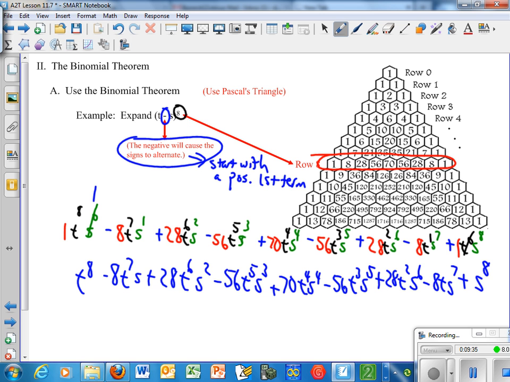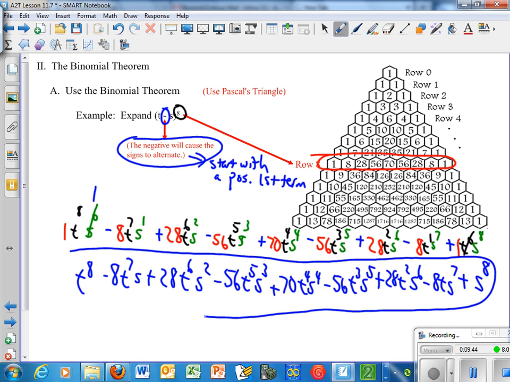Okay, we were in row 8, so there's actually a 9-term answer for taking that binomial and raising it to that power. And the signs alternate because of the negative sign in the middle.